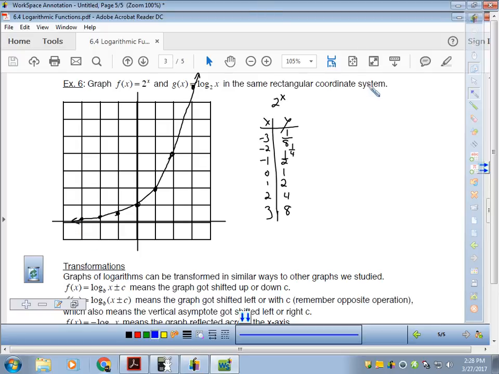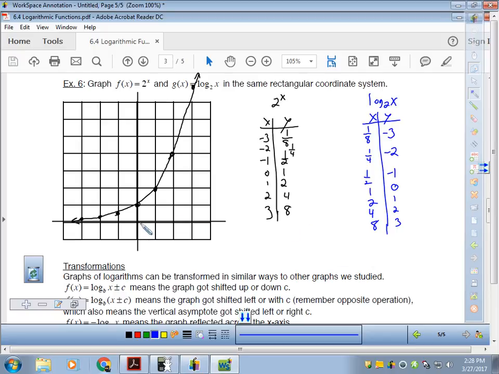Now we're going to do log base 2 of x. Now for log base 2 of x, all we have to do is just switch the x's and y's around. So we'll have 1/8, -3; 1/4, -2; 1/2, -1; 1, 0; 2, 1; 4, 2; and 8, 3. And so then we plot those.